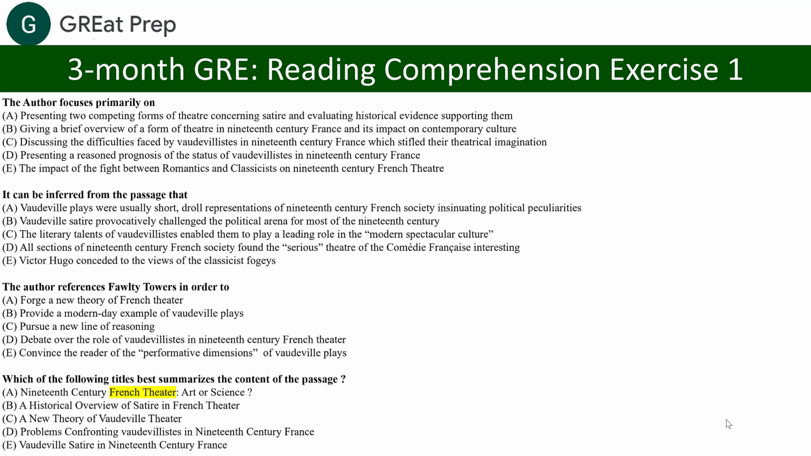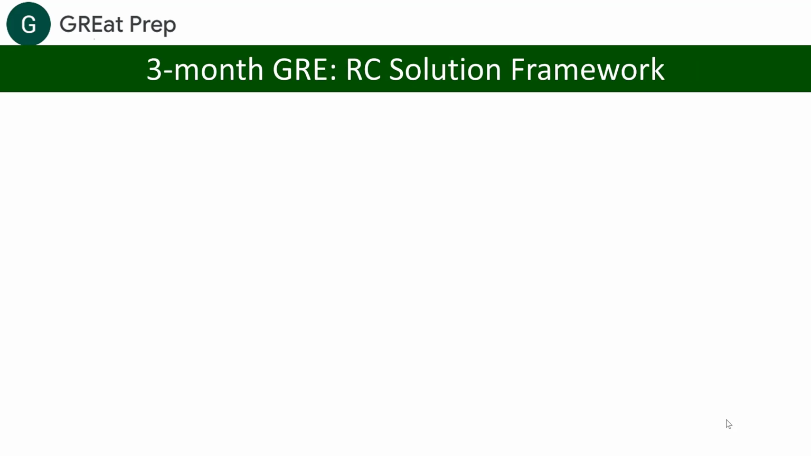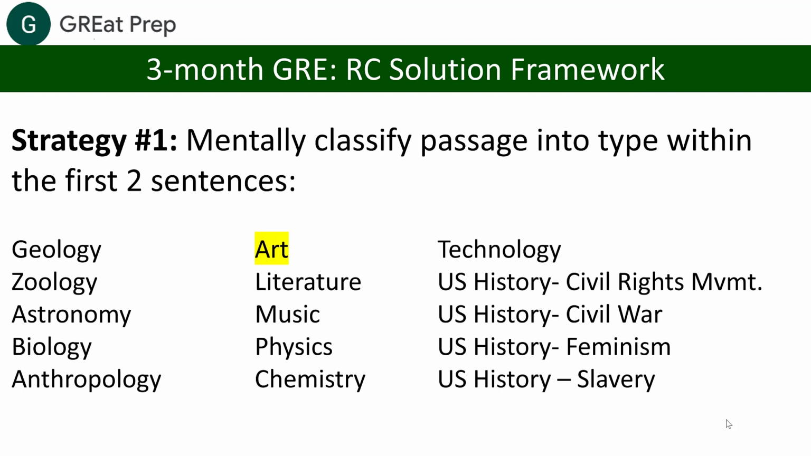referring to. You can see the word French theater in the first answer choice. You can also get a sense of some kind of a vaudeville satire, which you can see in answer choice E. The trick here is not to spend too much time, but just to orient yourself with a quick glance to see and get a sense of where this passage is going. So we have basically, within the first two sentences, in our mind, classified this passage into something that is dealing with art.